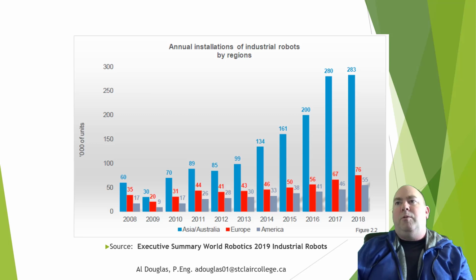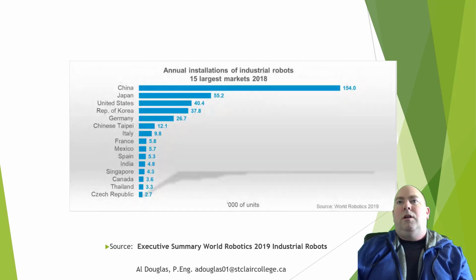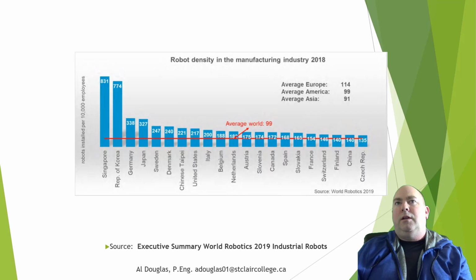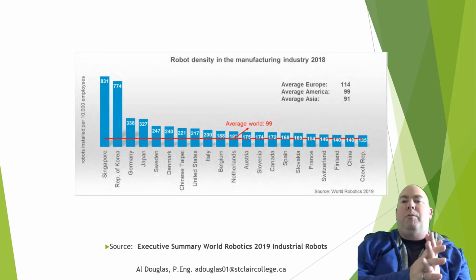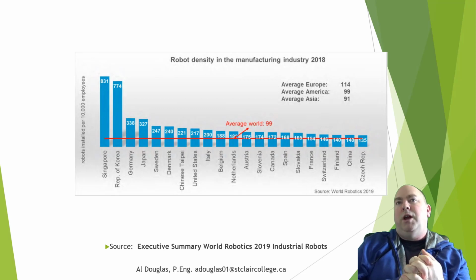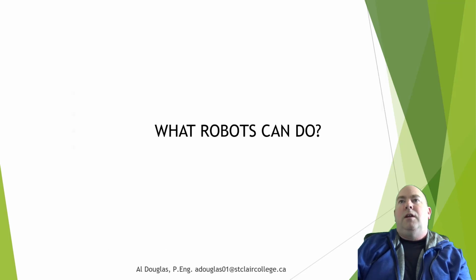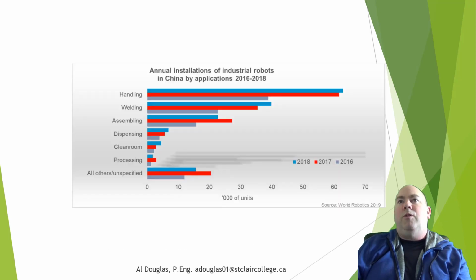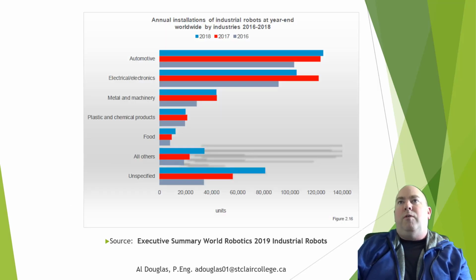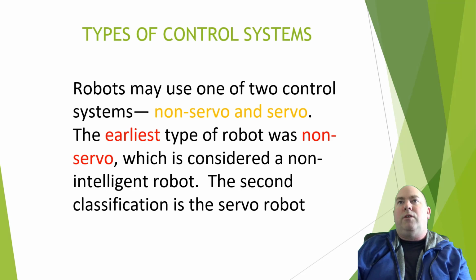Asia is by far the leader worldwide in robot usage, and China is the runaway leader. By robot density, so the number of robots installed per person working in manufacturing, Singapore and South Korea are the two leaders there. You can see Canada about 10th on that list. What robots can do, what we use them for: material handling and welding are the two main uses. And the automotive and electronics industries are the two biggest industries using robotics.